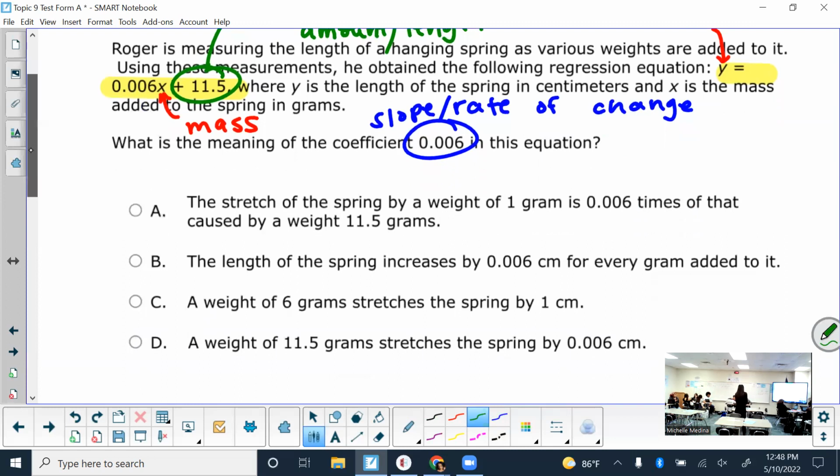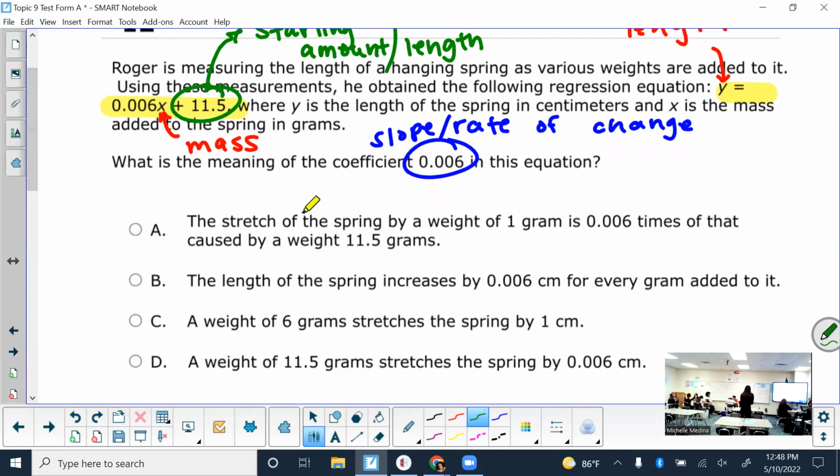So then read each of these options and just kind of sort them out. It says the stretch of the spring by a weight of 1 gram is 0.006 times of that caused by the weight 11.5 grams. Didn't we say the 11.5 is for length? Yes. So it can't be A. We have the length of the spring increases by 0.006 centimeters for every gram added to it. Does that sound like it would make sense? Yes. I think that's the answer, but let's cancel out the other ones.